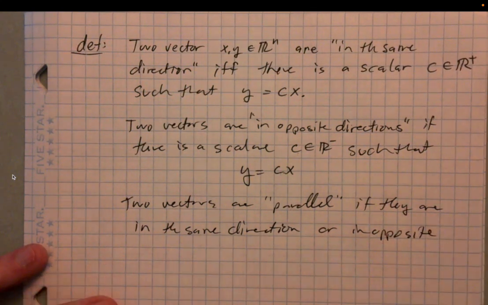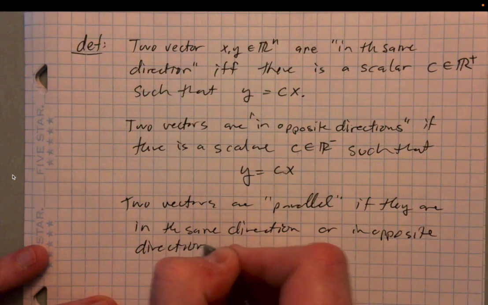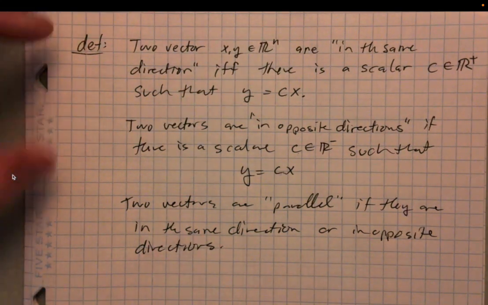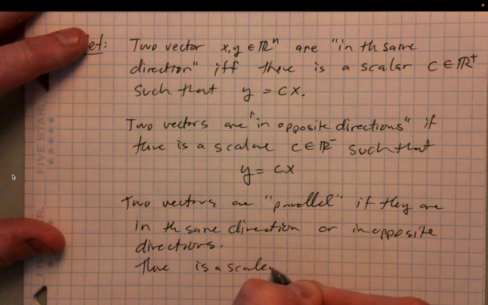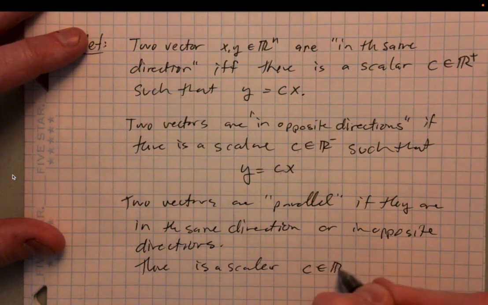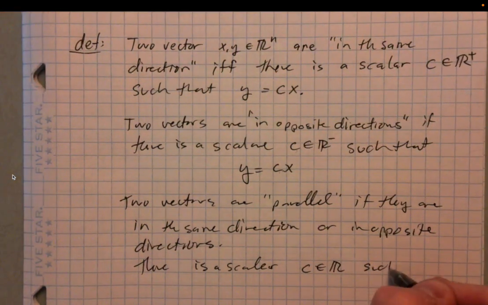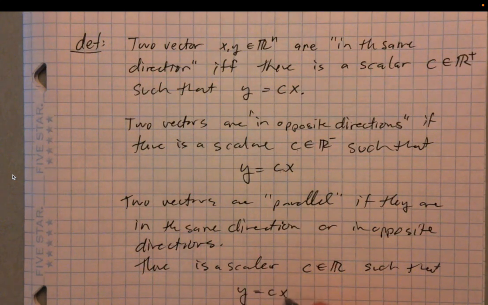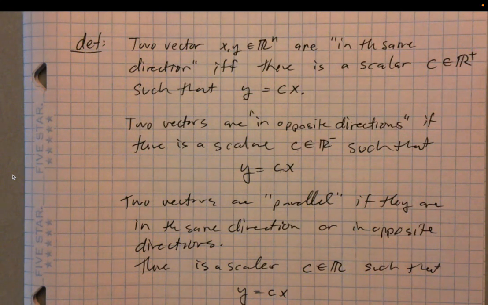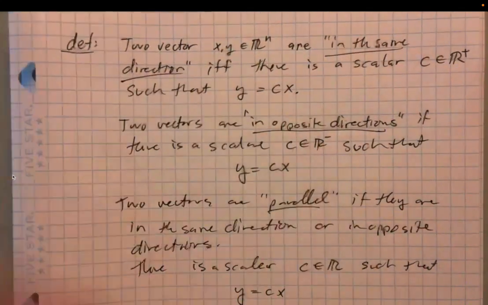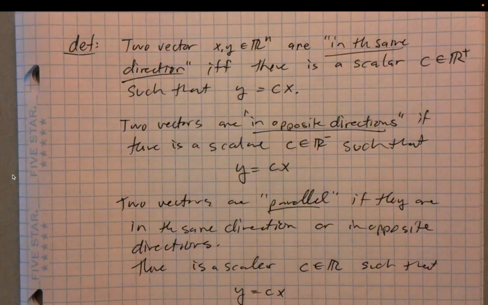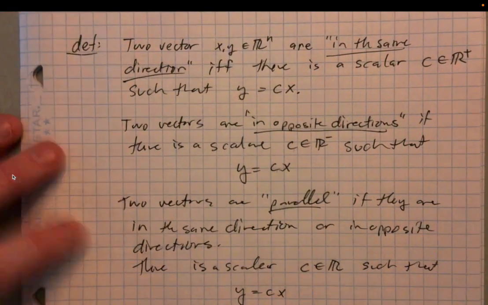Okay, same direction or opposite directions. Now, a quicker way to say that would be to say there is a scalar c in R, positive or negative, such that y is equal to cx. Okay, so that's what we mean by in the same direction, or in opposite directions, or parallel. So we defined three things there, very tightly related, obviously.